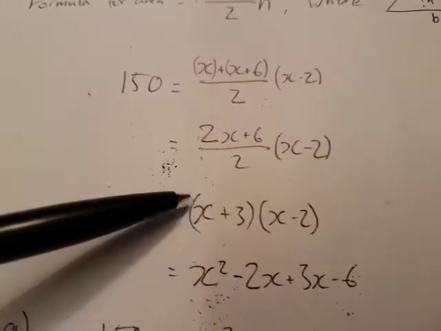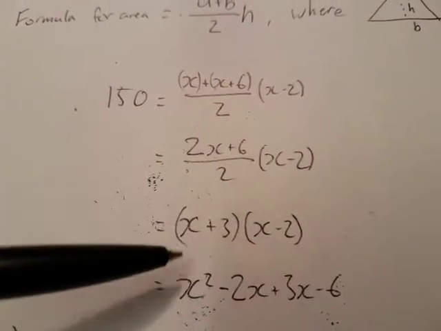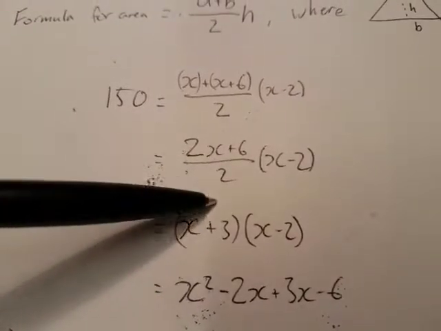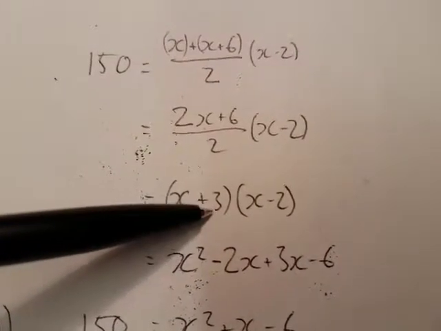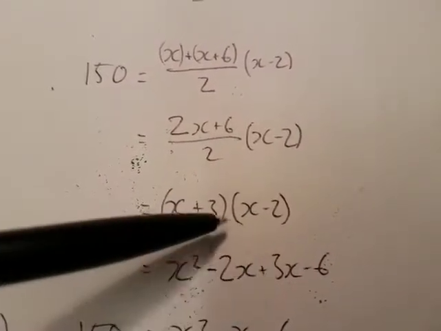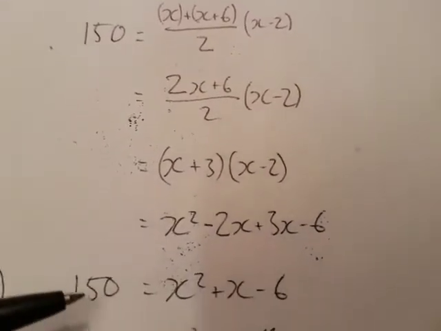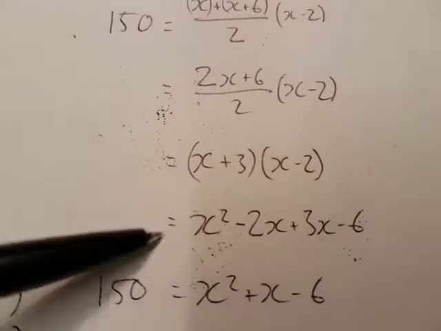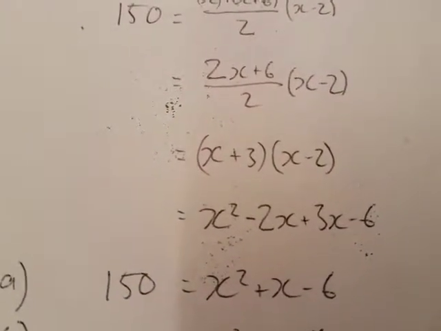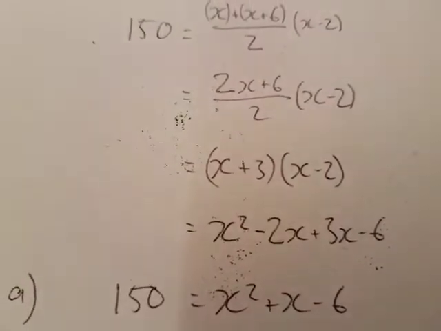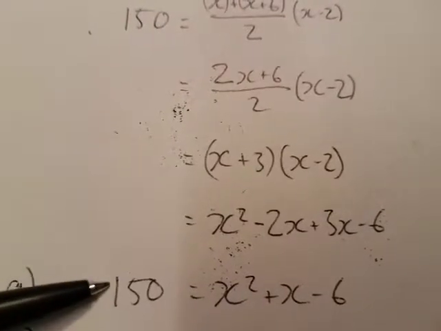Okay, now here I'm doing the FOIL method. So first, x times x becomes x squared. Outer, x times negative 2 becomes negative 2x. Inner, 3 times x, 3x. And then last, 3 times minus 2 becomes negative 6. Then I'm going to, again, simplify that. So the negative 2x plus 3x becomes x. And then this is my area I've brought down here, because this is your solution for A. This is a quadratic equation with regards to area.